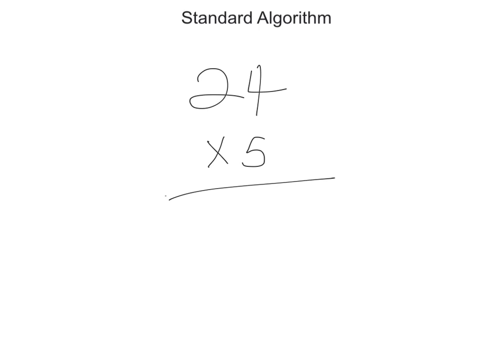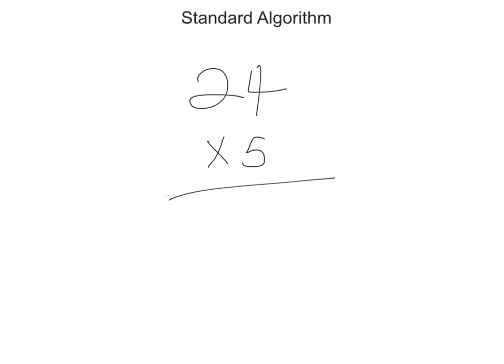The last strategy we learned was the standard algorithm, and I told you guys, back when I was in school, and probably your moms and dads were in school, this was really the only way that we had to multiply. And we didn't really use any of the other strategies. So we're going to look at this way, where step 1 is to multiply the numbers in the ones column. And I have for that 5 times 4 is 20.